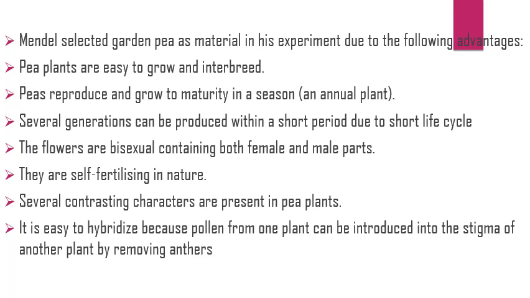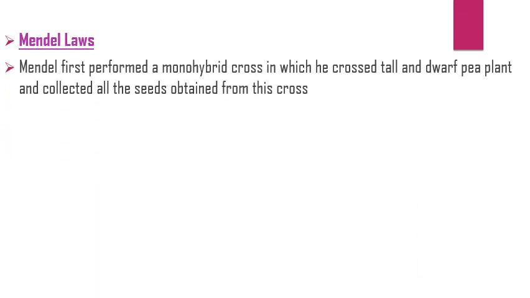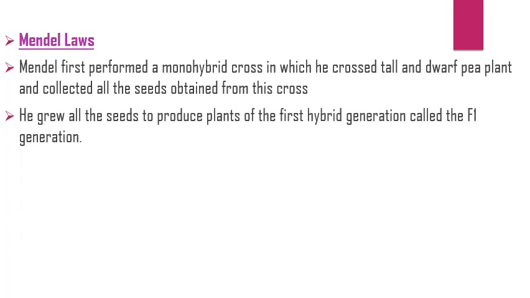It is easy to hybridize because pollen from one plant can be introduced into the stigma of another plant by removing anthers. This process is also called emasculation. Mendel's law. Mendel first performed a monohybrid cross in which he crossed tall and dwarf pea plants and collected all the seeds obtained from this cross. He grew all the seeds to produce plants of the first hybrid generation. This is called F1 generation.